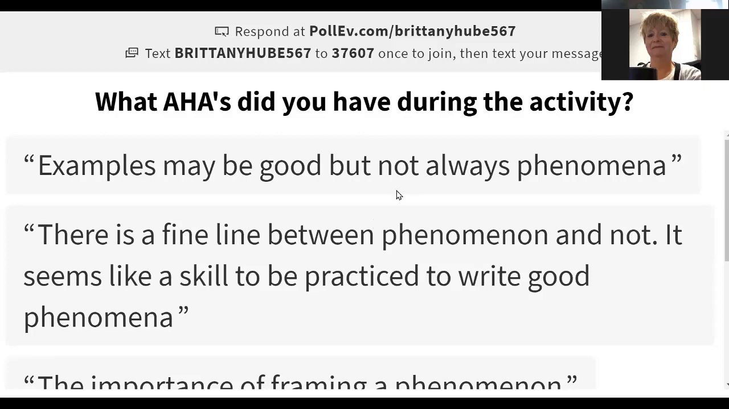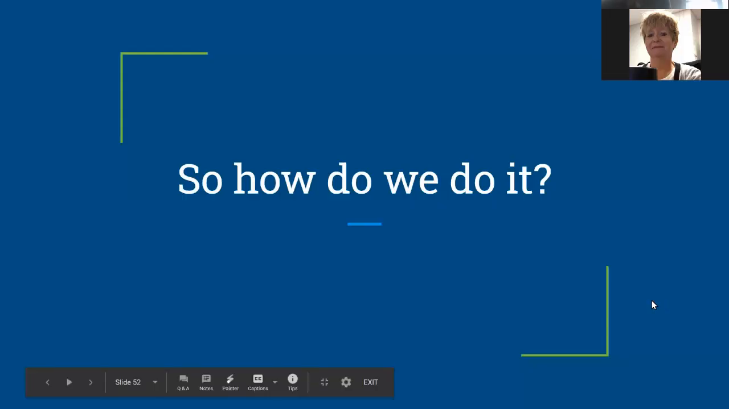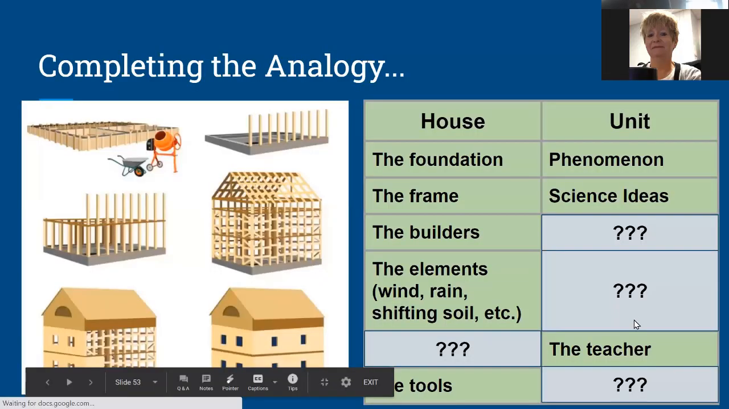Okay, so if I can get this to move on. So how do we do it? So we're going to think of an analogy. Just go back to our analogy really quick. It helps me.